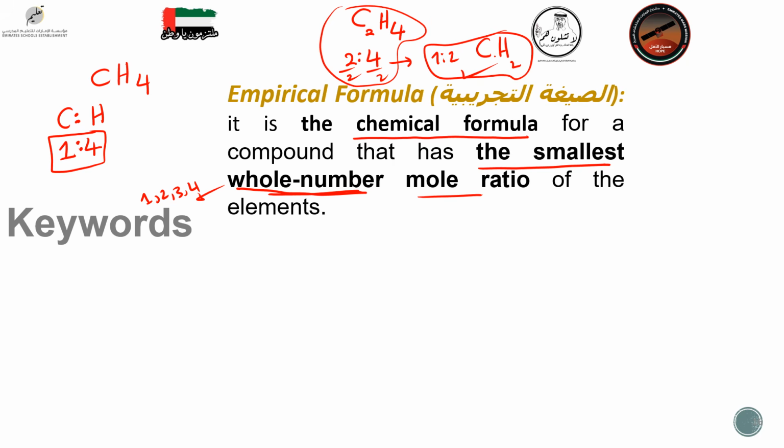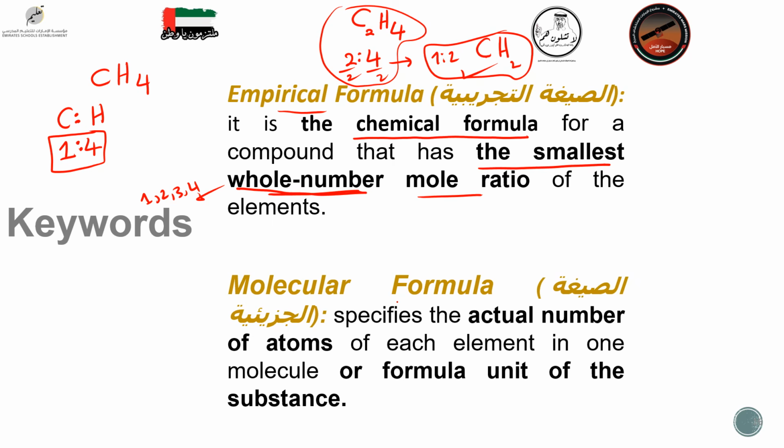Okay? It means the lowest ratio between the elements in the compound. This chemical formula we call the empirical formula. Now the molecular formula is a chemical formula but it has the actual number of atoms of each element in one molecule or a formula unit. What does that mean? For example, in nature water is H2O, right? The mole ratio between H and O is 2 to 1, right? Because you have 2 H and 1 O. Now this is the actual thing.